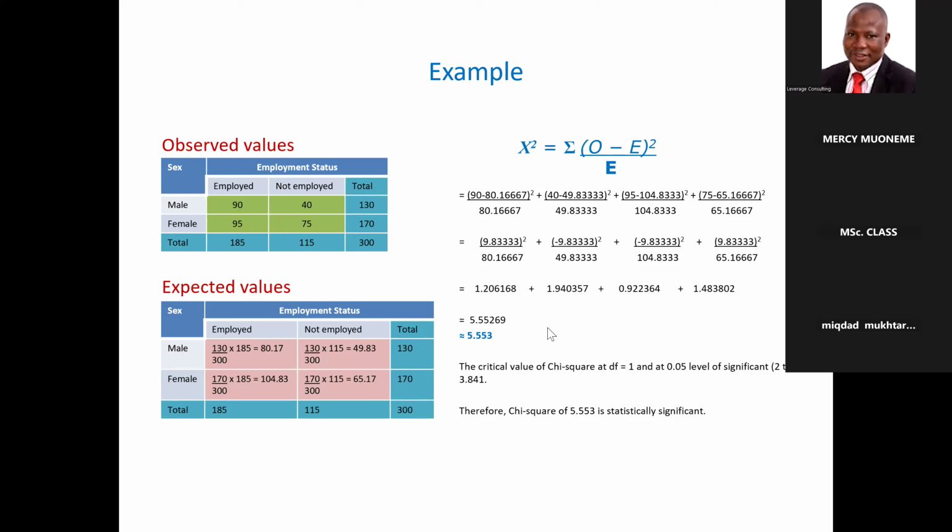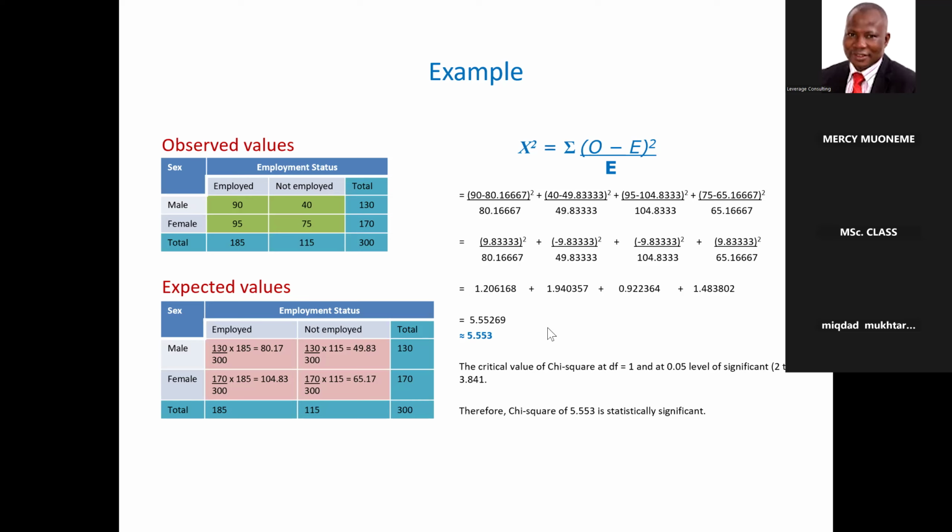95 over 175 times 100. What percentage of female are employed? 55.88, I think. So you can see that more male are employed. Because you don't just look at the figure, because you see that 90 male employed, 95 female employed.